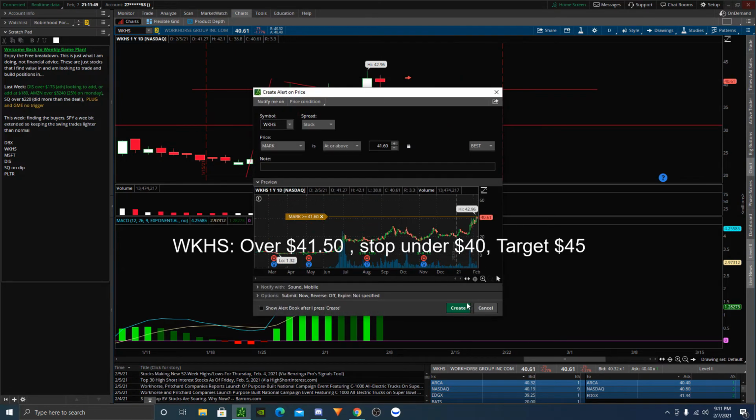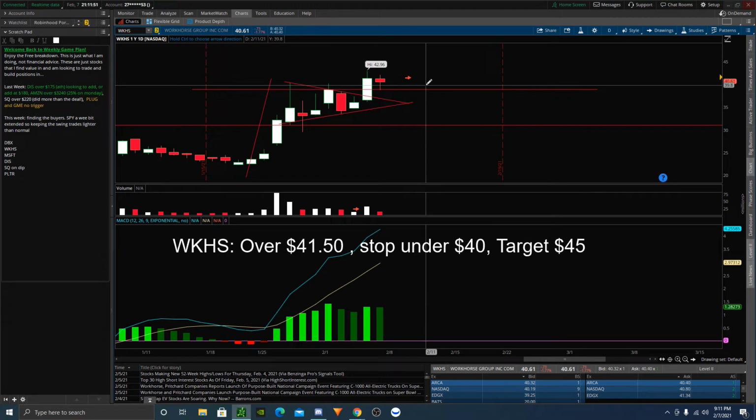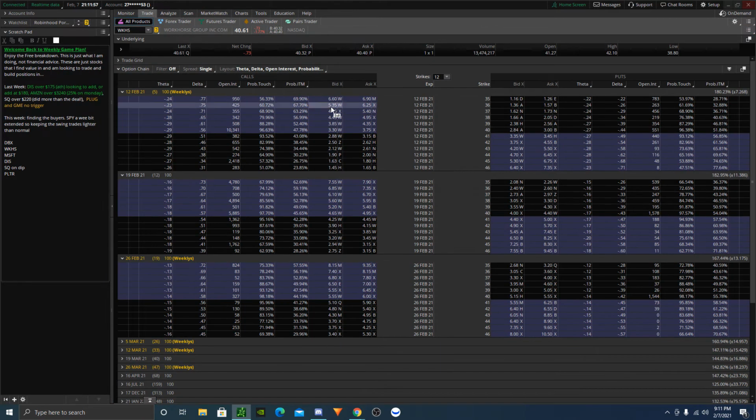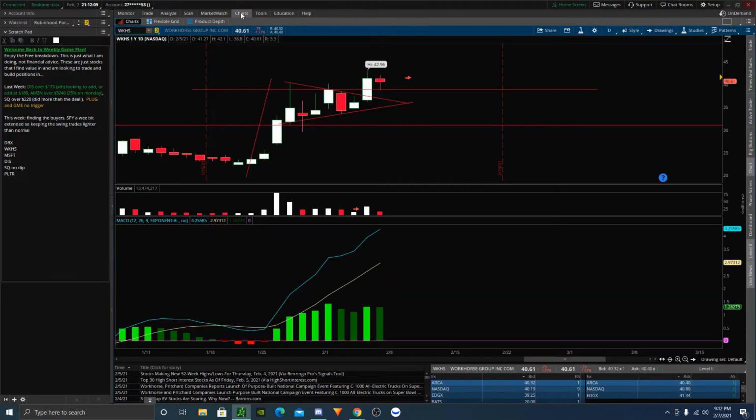And my stop is just going to be a daily close underneath $40 a share, maybe an hourly close underneath $40 a share if I'm day trading that wide stop, but looking for a nice good move on Workhorse. If we check the options chain, the probability that we touch something as high as 46 is over 51%. So 45, 46, that's going to be my take profit area on Workhorse this week.